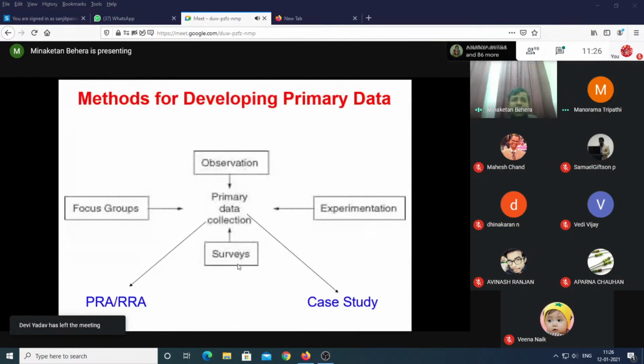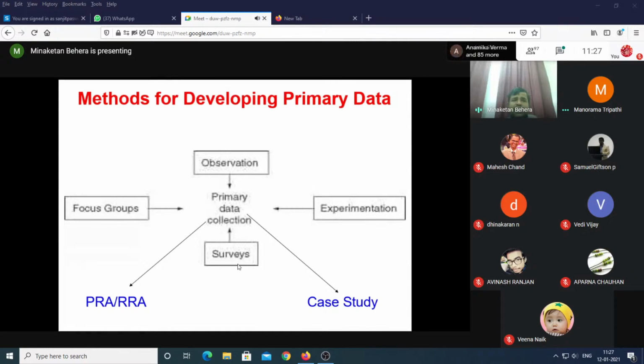Now we will go to the second part, that is how you will collect. This is very, very essential. Please just look at it: how you will collect the primary data from the field. Broadly, you will find how you will create the primary data. You will create the primary data through observations. Yesterday we already developed the questionnaire and the schedule.